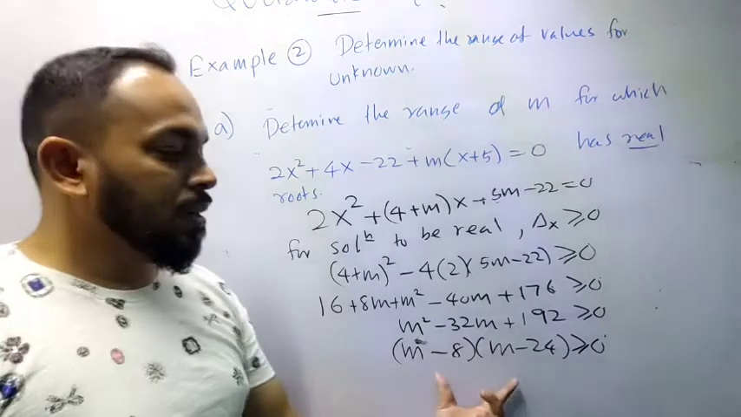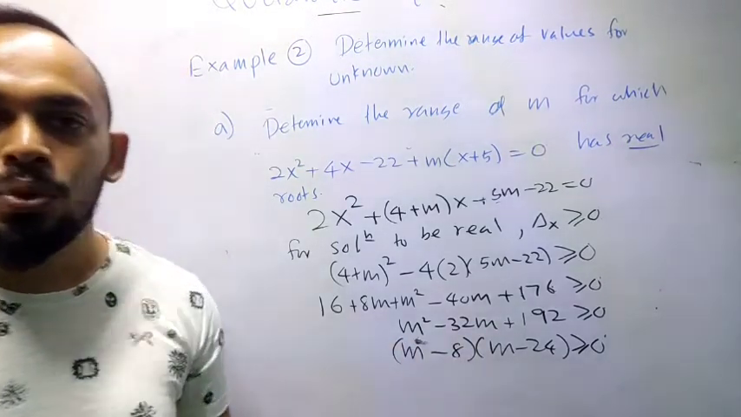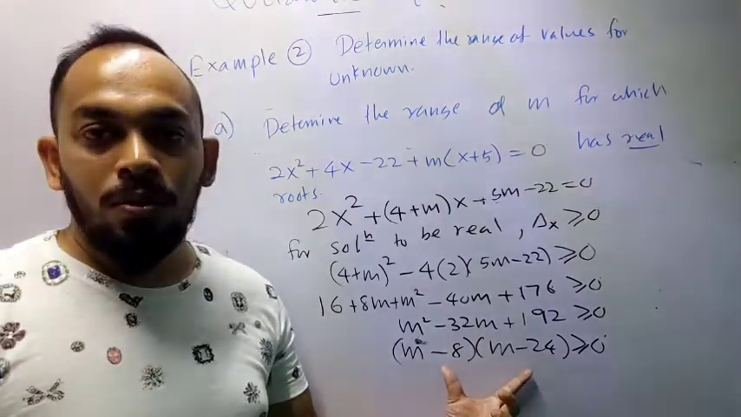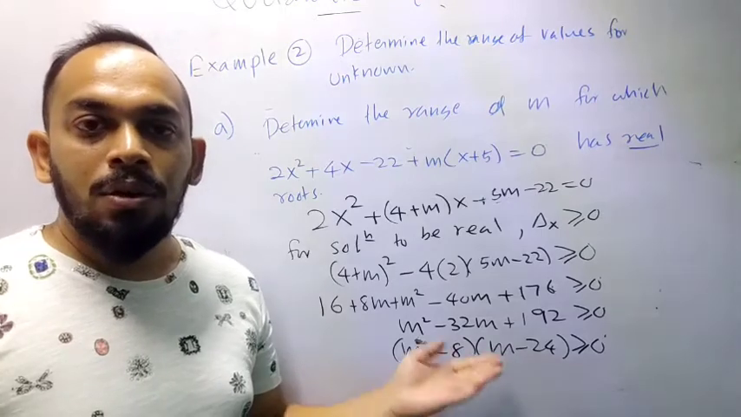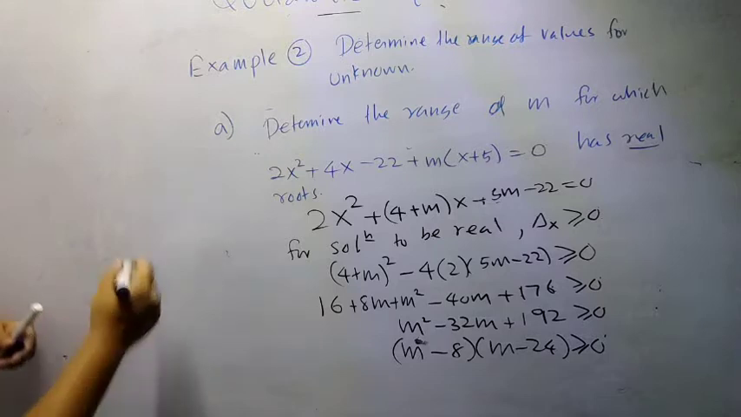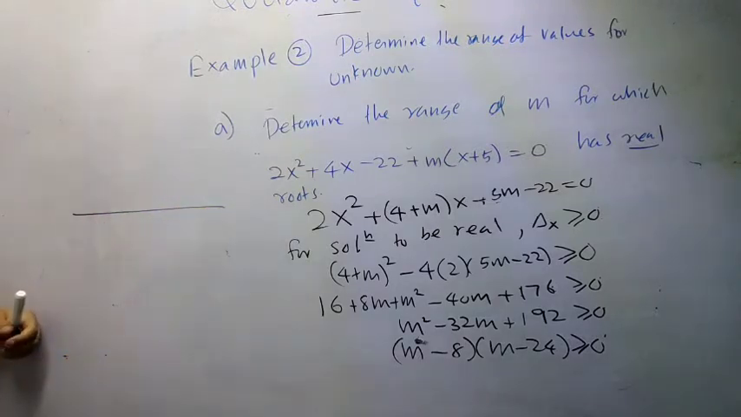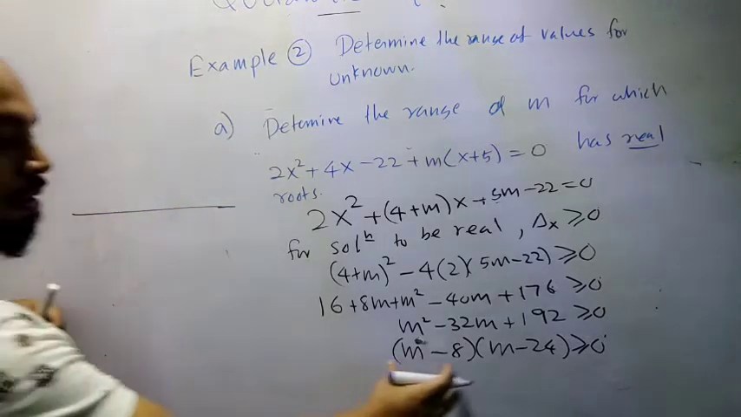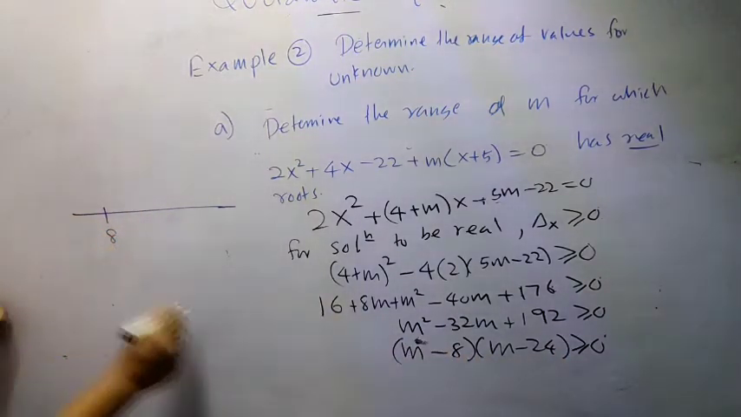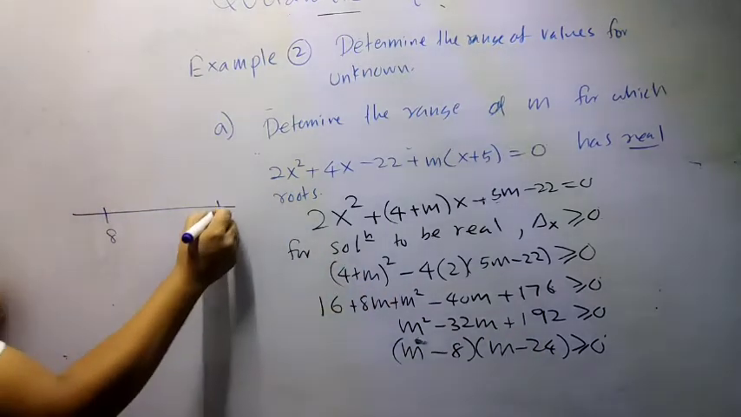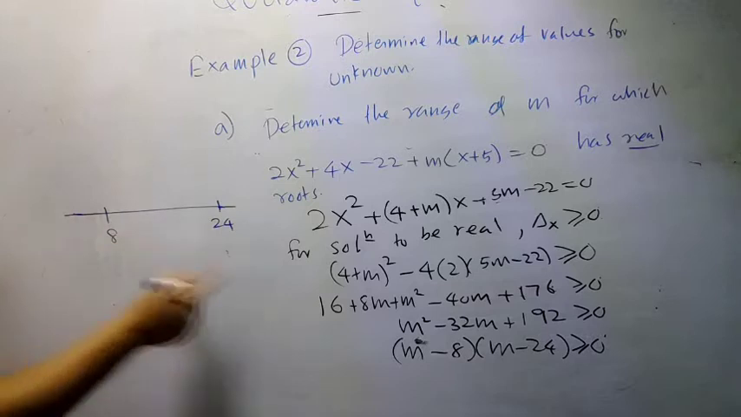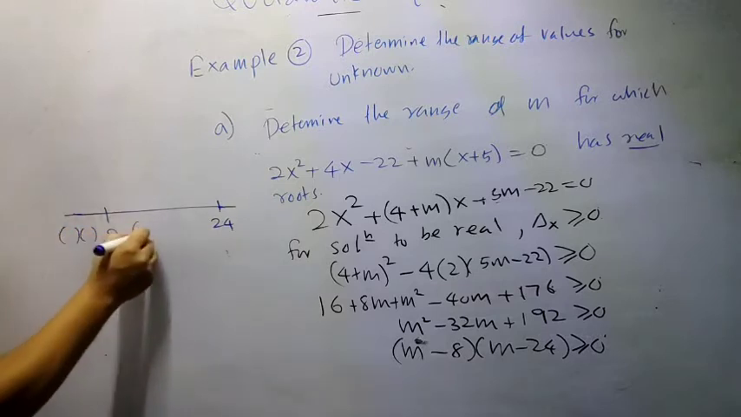So what we have here is an inequality. You know how to solve inequalities. This is a quadratic inequality, and if it factorizes, you can draw a number line and solve it. Take it on the side like this. Where does each factor become 0? This becomes 0 at m equals 8, mark 8. This becomes 0 at m equals 24. Then take the product.